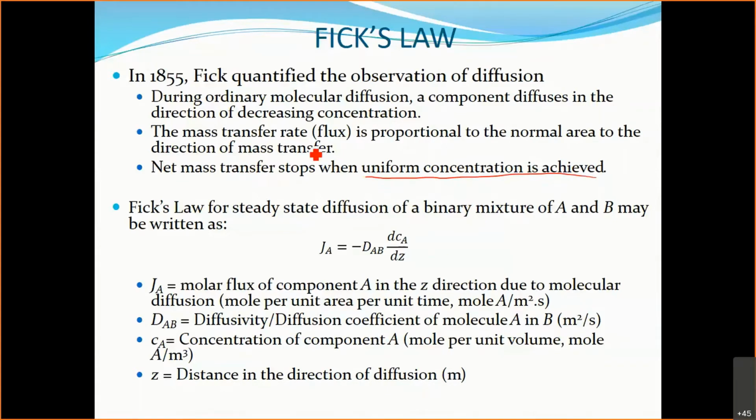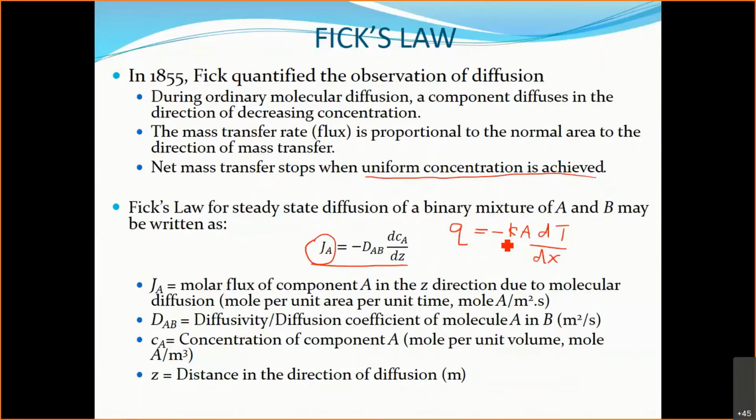And based on his observation, he came up with this law known as Fick's law. If you remember, this is analogous to our Fourier's law for conduction heat transfer. If I were to write it here, Q is equal to negative KA dT over dx. This is our Fourier's law. Instead of Q, we have J. J is known as our molecular diffusion flux.